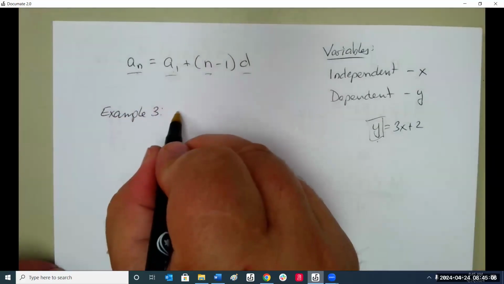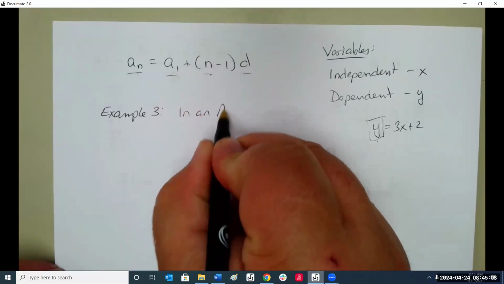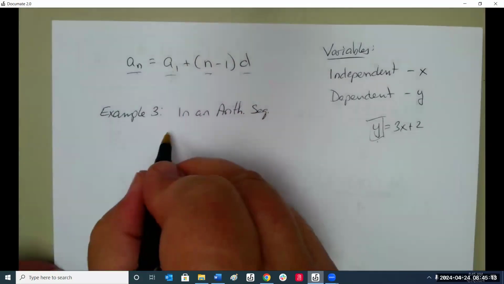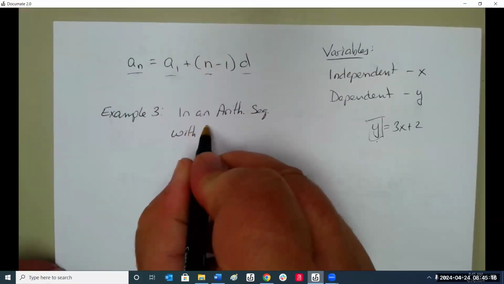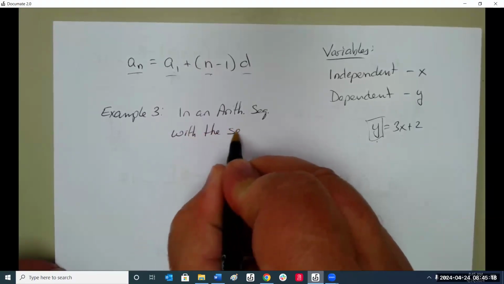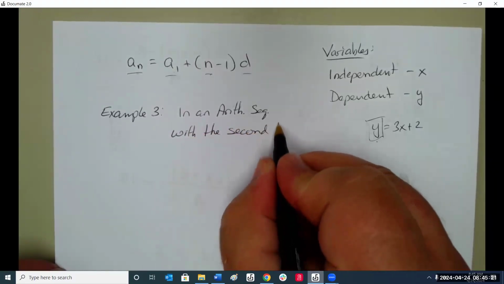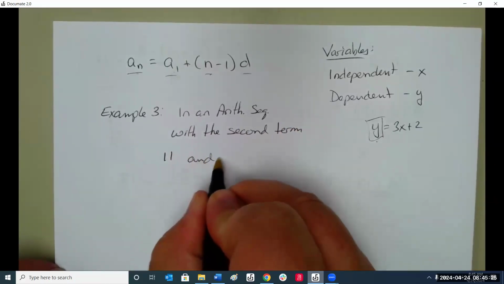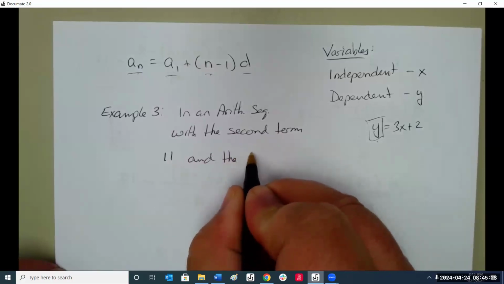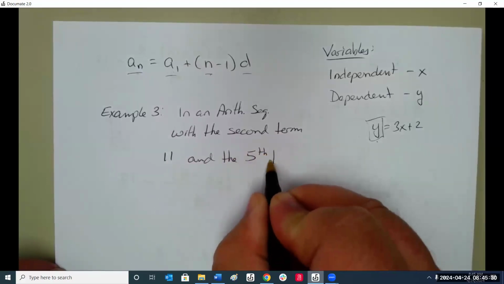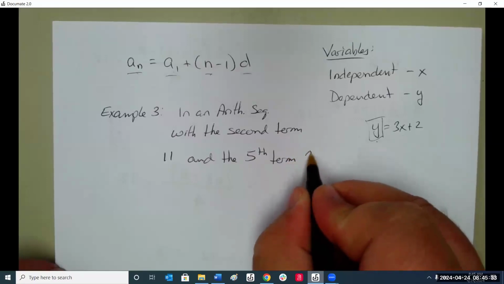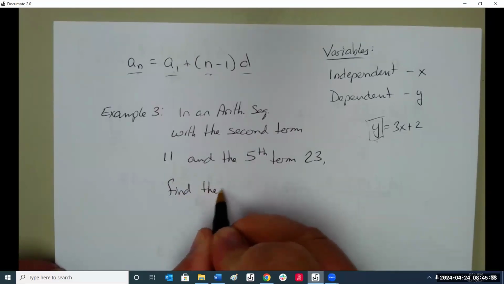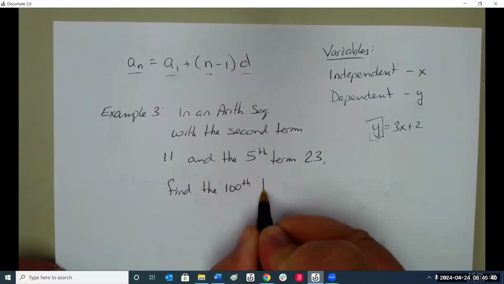In an arithmetic sequence, with the second term 11 and the fifth term 23, find the 100th term.